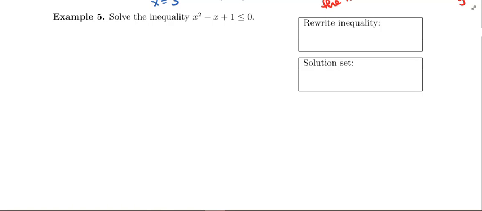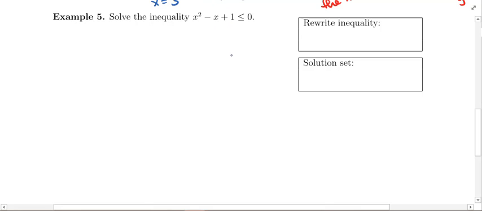Example 5. Solve the inequality x squared minus x plus 1 is less than or equal to 0. All right, so this is a quadratic inequality. The highest power of x in the whole thing is the second power, and we see the inequality symbol less than or equal to. Basically, we are trying to figure out every single value of x that you can plug into this statement and get a true statement.